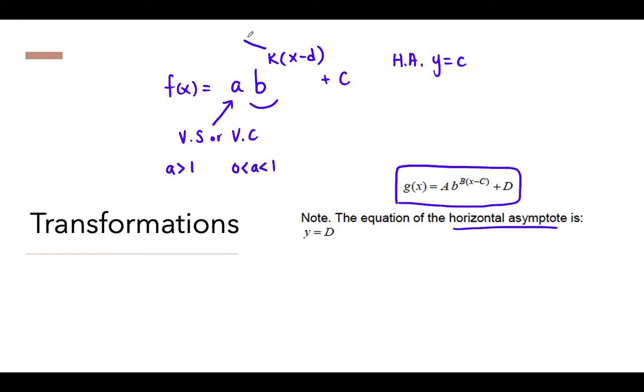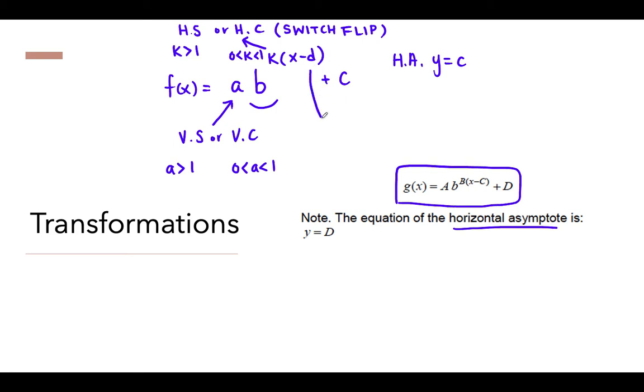k, on the other hand, is a horizontal stretch or horizontal compression. But I'm going to write a bracket. You gotta switch it, meaning you gotta flip. So therefore, after I flip k, if k is greater than 1, it's a horizontal stretch. But if it's in between 0 and 1, then it's a horizontal compression after you flip it.